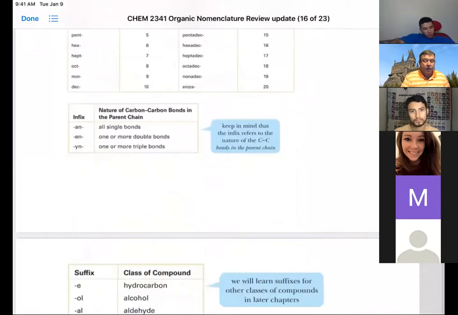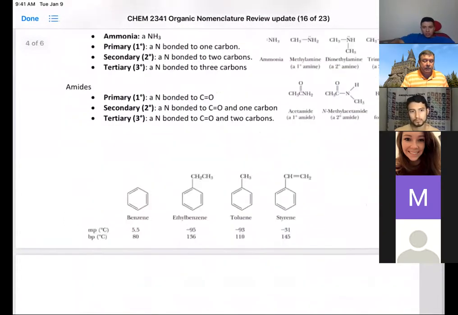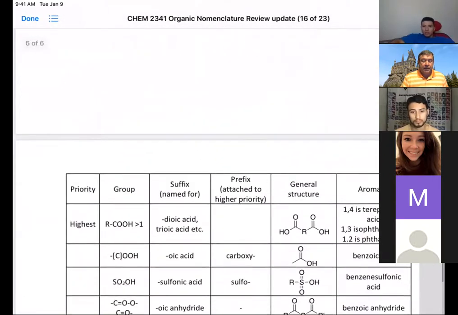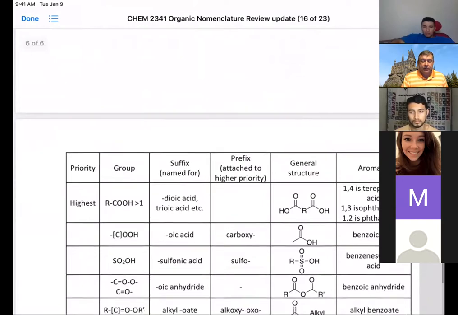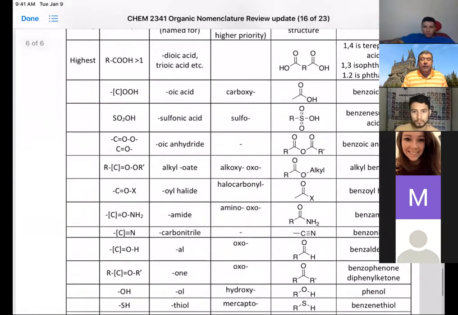So this gets it all into one place, in all the different classifications, and things that you will need to know. And then on the last page is what we call the priority page. Basically, the functional group with the highest priority is what we will be naming the compound for. So, yes, the group activity is an in-class activity.